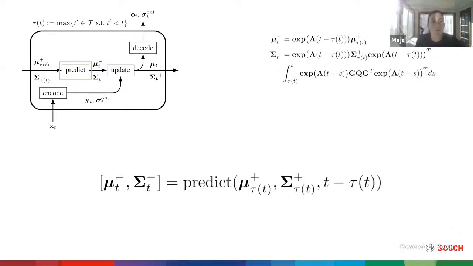Anyway, we summarize the predict step with the following notation. We say that the prior mean and covariance at time t are a function of the posterior at the previous time step, as well as the amount of time that has passed.